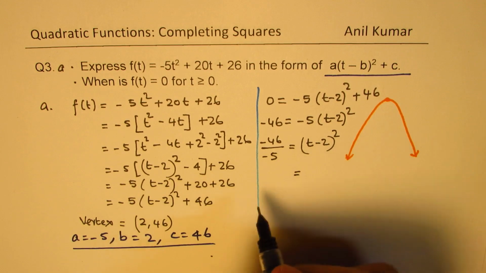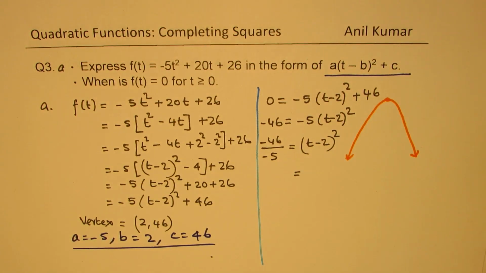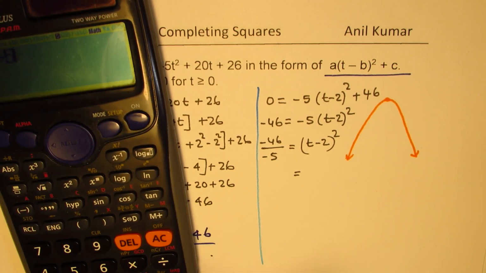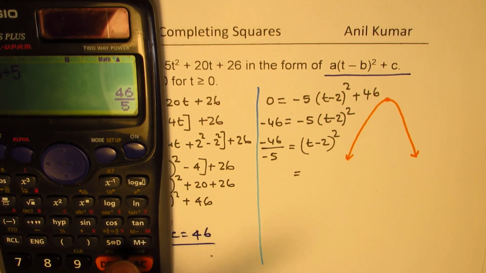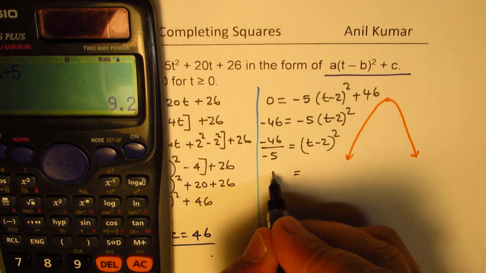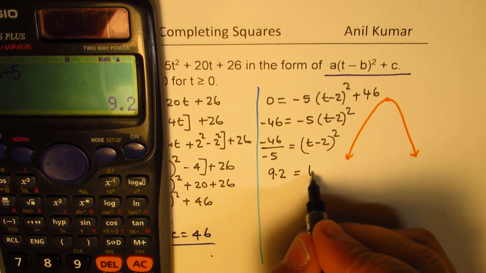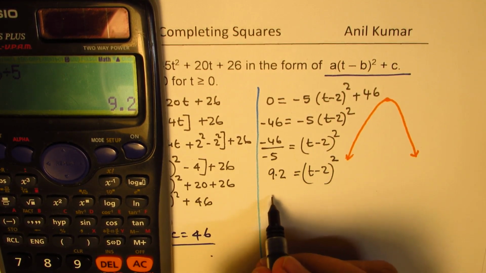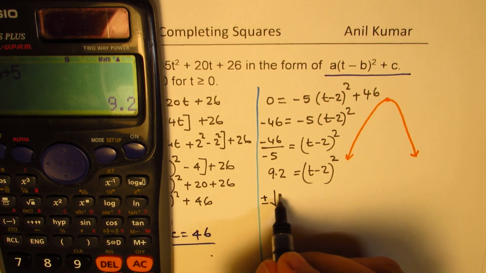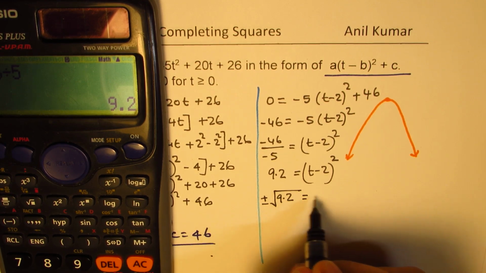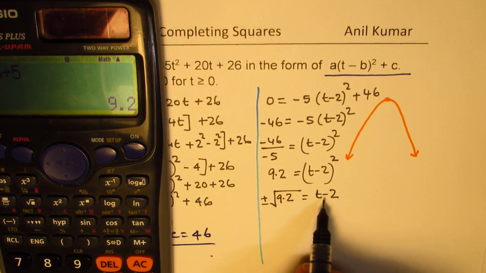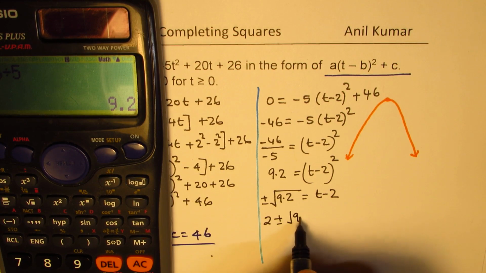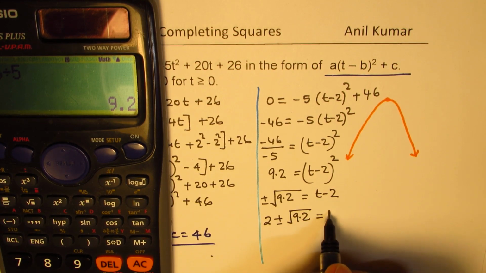So we have 46 divided by 5, which is equal to, in decimals, 9.2, right? So 9.2 is (t minus 2) whole squared. Now when you take the square root, you get plus and minus. We'll do the square root with plus and minus. Square root of 9.2 equals t minus 2. Clear? So t will be what? Bring 2 to this side. So you get 2 plus or minus the square root of 9.2 for t, right?